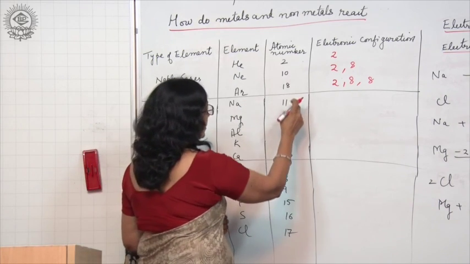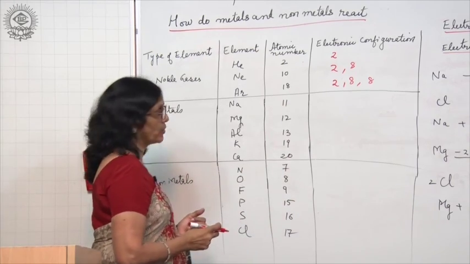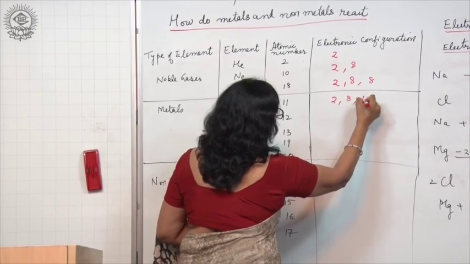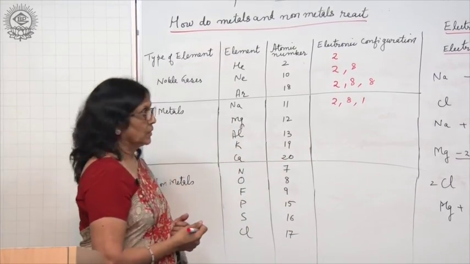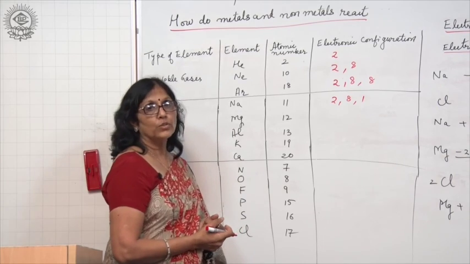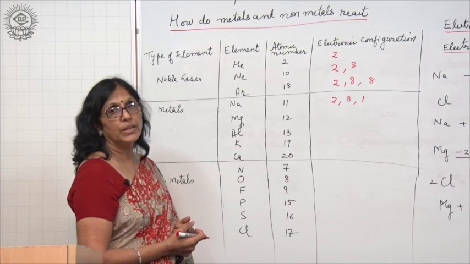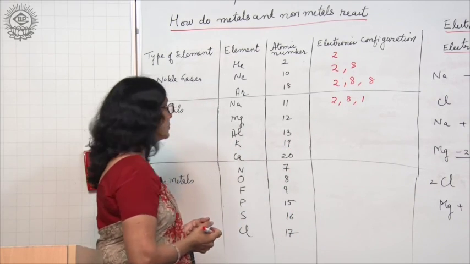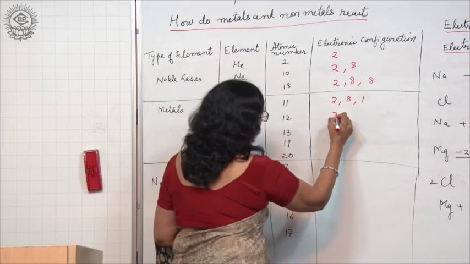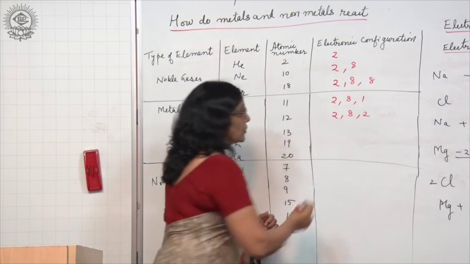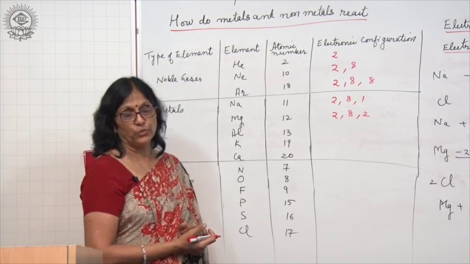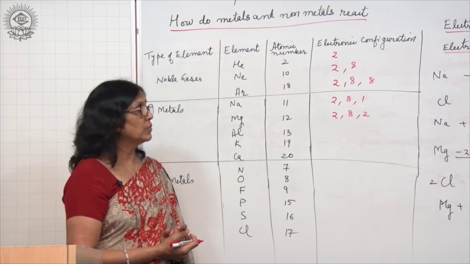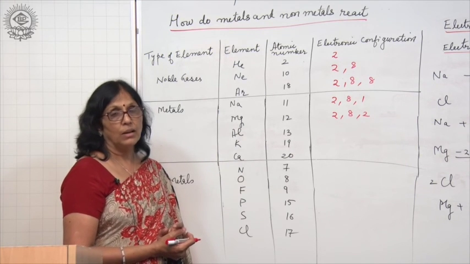Sodium has atomic number 11, it means it has 11 protons and 11 electrons. So, its electronic configuration is 2, 8, 1. So, you can see very well its outermost shell or valency shell is not complete, it has 1 electron in the outermost shell. Magnesium has 12 electrons, its electronic configuration is 2, 8, 2, it has 2 valency electrons, that means 2 electrons in the outermost shell or the valency shell.